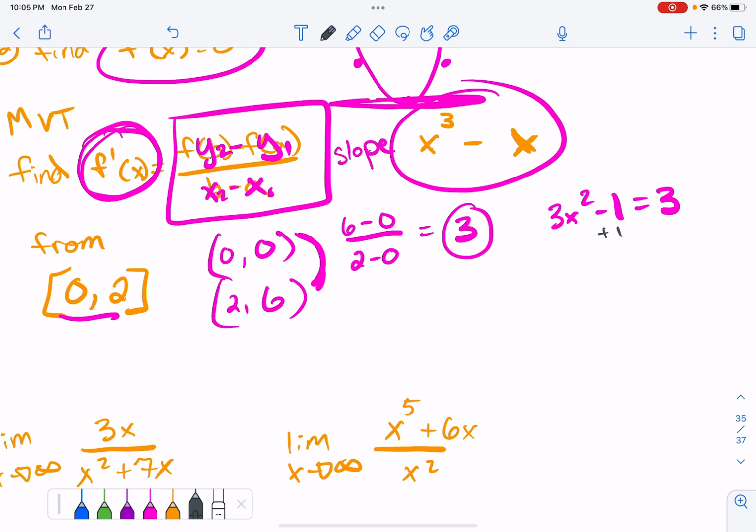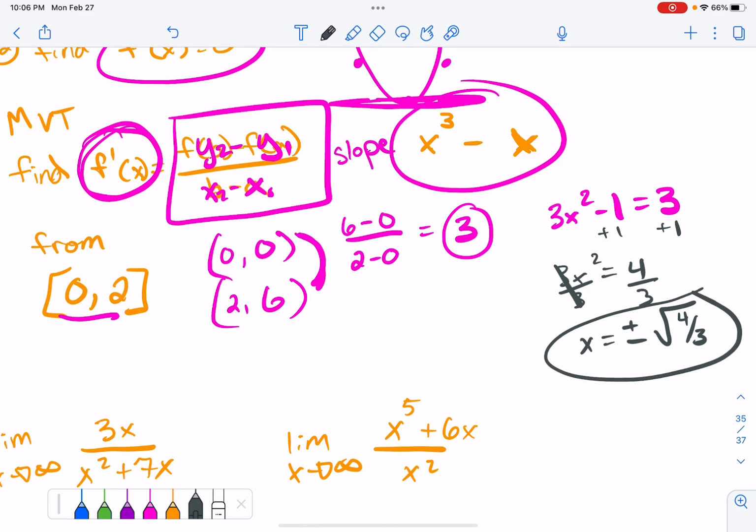I'm going to add the 1, plus 1, so 3x squared equals 4. And if I divide by 3 and take the square root, x equals plus and minus the square root of 4/3. Now here's the deal. Plus and minus the square root of 4/3, we just had that up above. It was like 1.15, right? So this is like plus and minus 1.15 as a decimal, right?